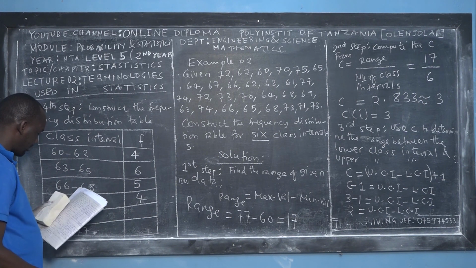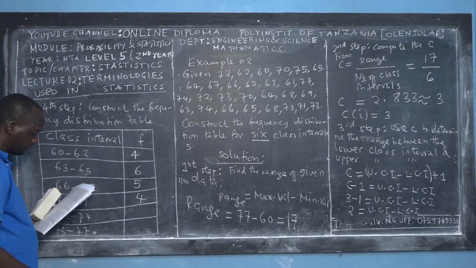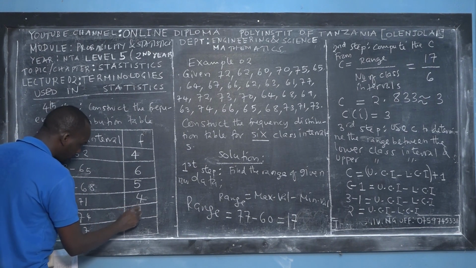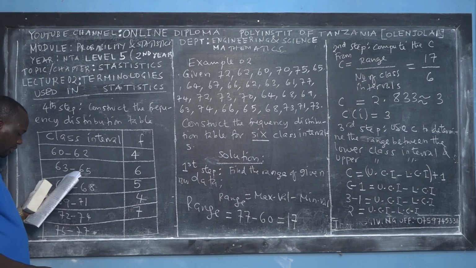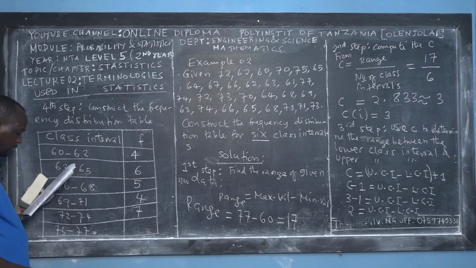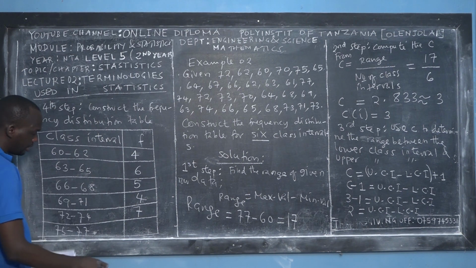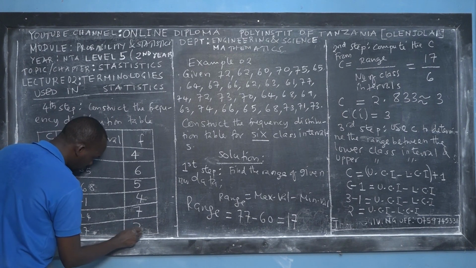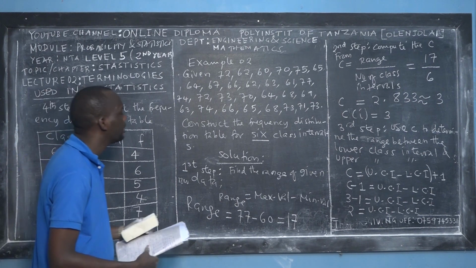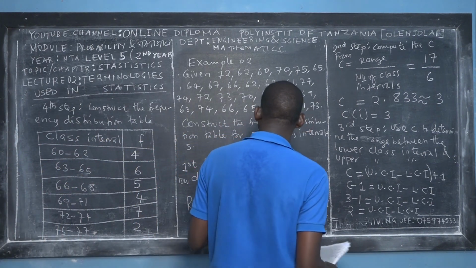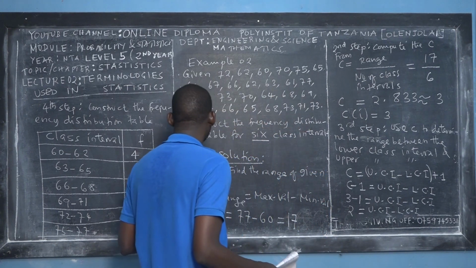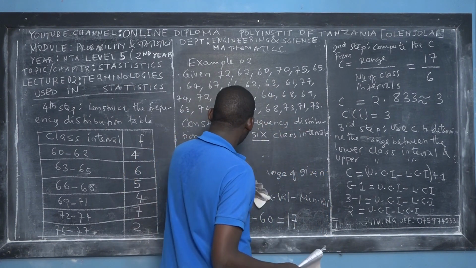Then you count the numbers between 72 and 74. You find that the frequency is 7. And you count the numbers between 75 to 77, and the number is 2. You can also find the sum of the frequency. So, the homework now.